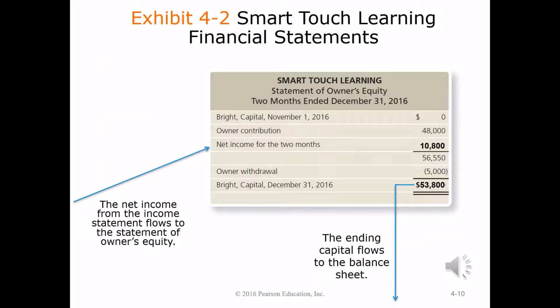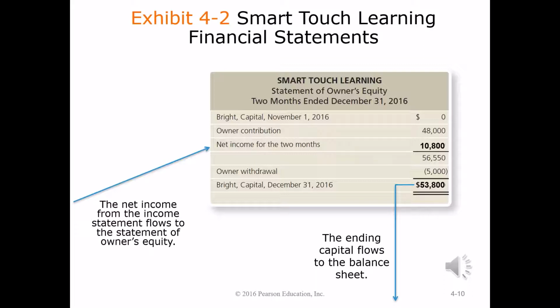Here we have our Statement of Owner's Equity for Smart Touch Learning. First, let's take a look at the format. We have our 3-line title with the company name, the report name, Statement of Owner's Equity, and the date. Notice that Statement of Owner's Equity is done the exact same way as the income statement, where it is created for a period of time. In this case, the same 2 months as our income statement.